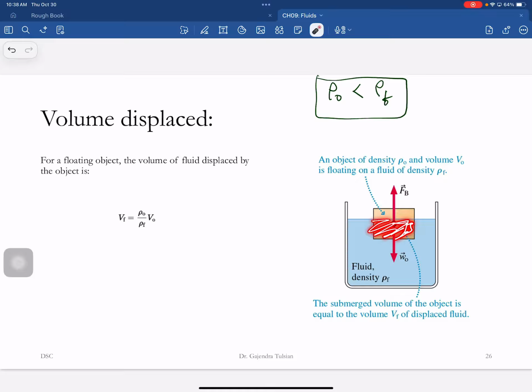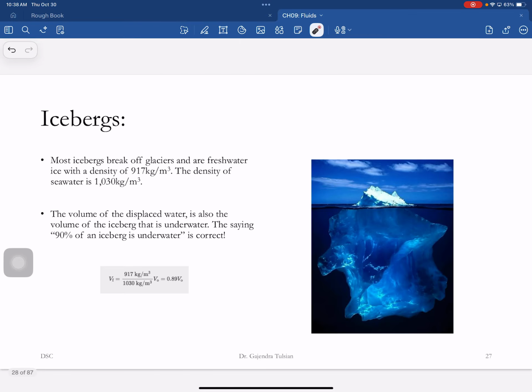So this force is equal to this much water displaced, but this force is balancing the weight of the object. So what this formula tells you is the volume of the fluid displaced is equal to the density of the object divided by the density of the fluid times the volume of the object. Since this object is floating, this is smaller than that, so this gives you the fraction of the body underwater.